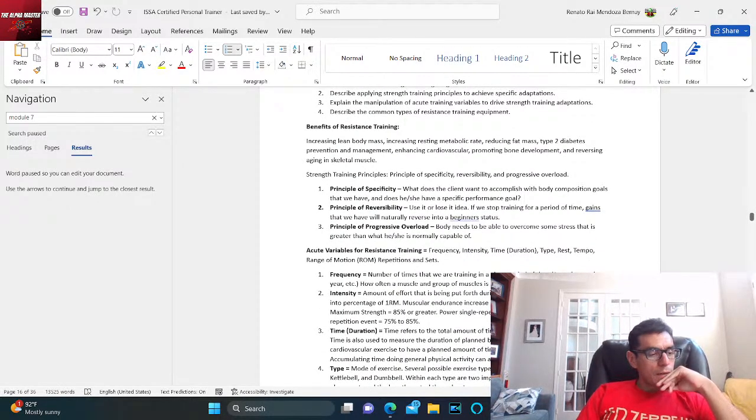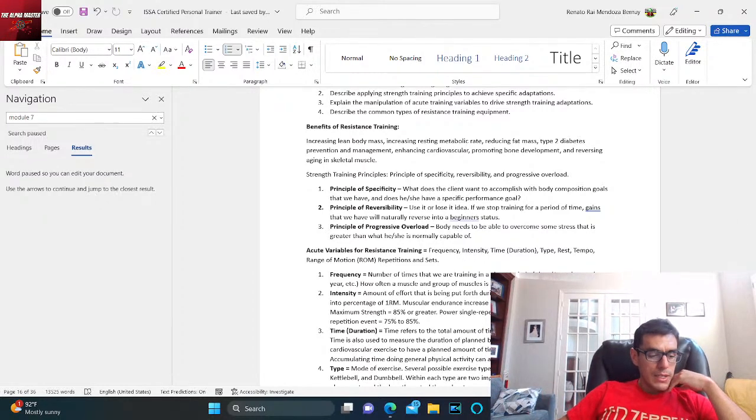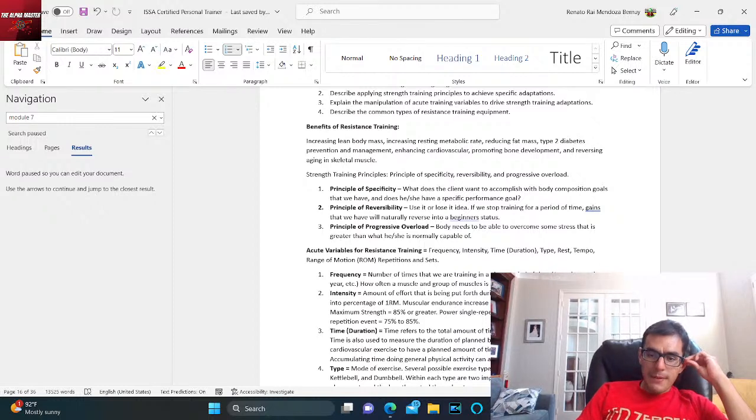Now, type is the mode of exercise. What type are you doing? There are several possible exercise types with various tools, like the barbell, the cable, the kettlebell, and the dumbbell.